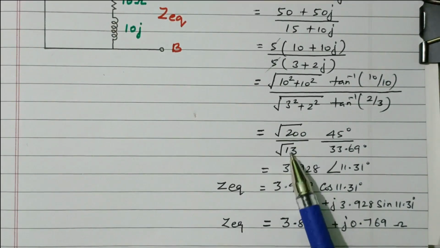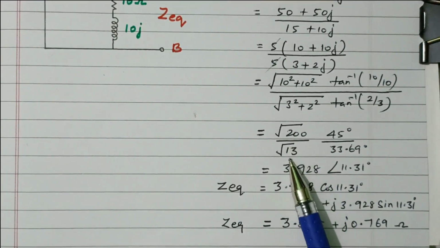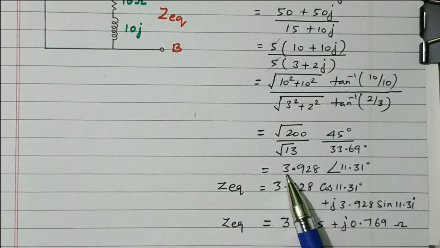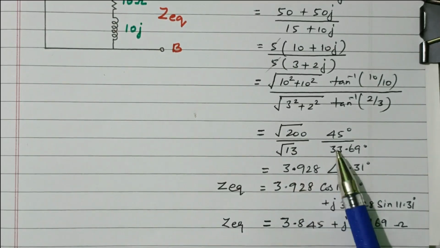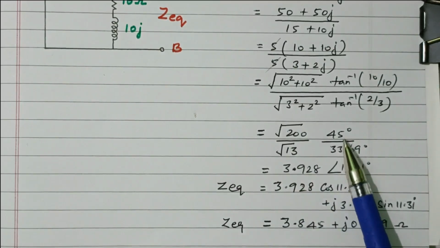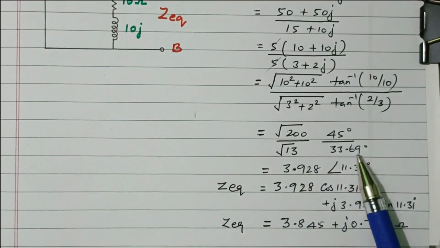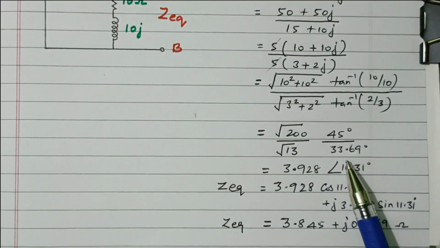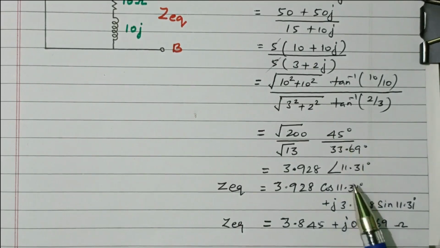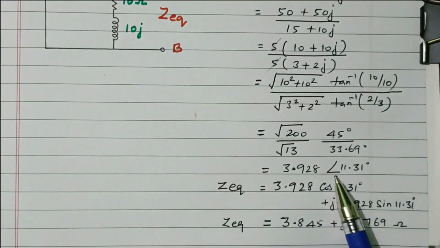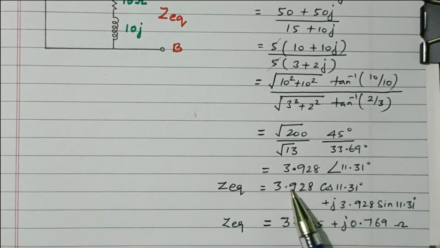So these two are divided. Square root of 200 divided by square root of 13 is 3.928. These two angles: divided means the angles are subtracted. 45 minus 33.69. Multiplication means angles are added. Division means angles are subtracted. So 11.31.